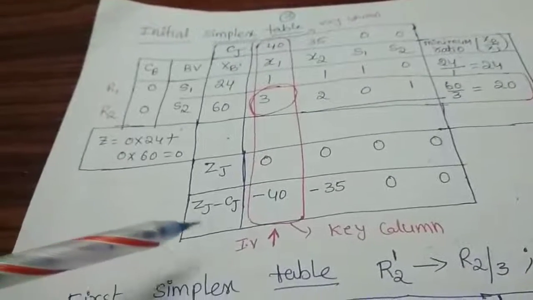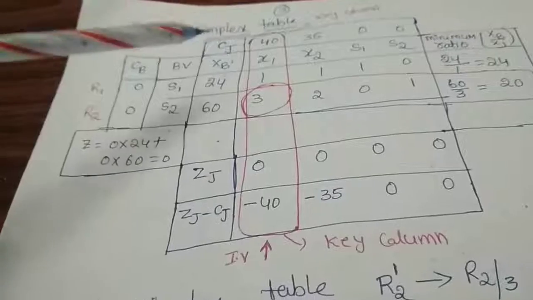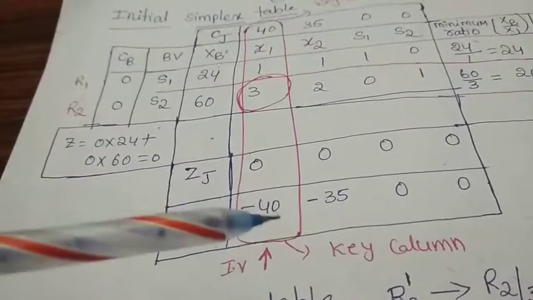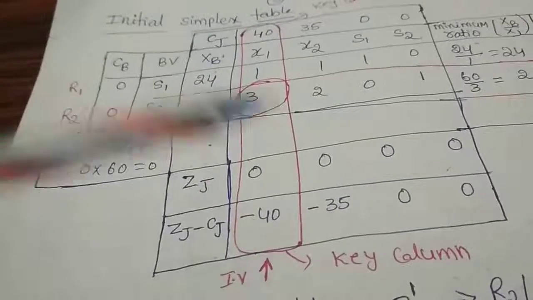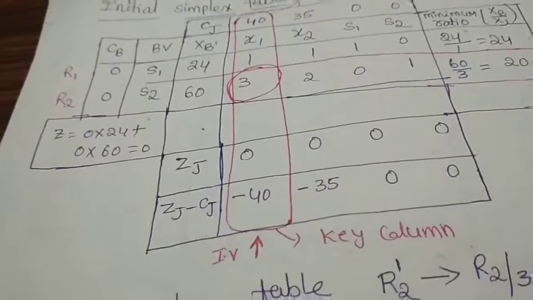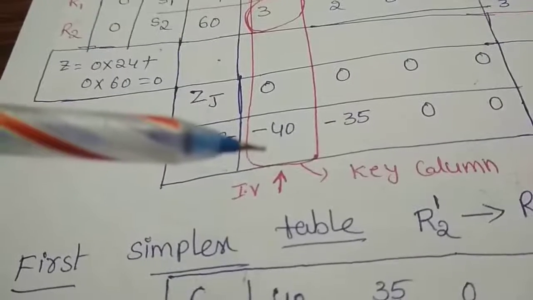Now zj minus cj, this is the zj row, this is the cj row. Zj minus cj equal to 0 minus 40, that is minus 40, 0 minus 35, minus 35, 0 minus 0, that equal to 0, 0 minus 0, that equal to 0. Now here generally zj minus cj values are all positive values, that means greater than or equal to 0. So our problem is completed.